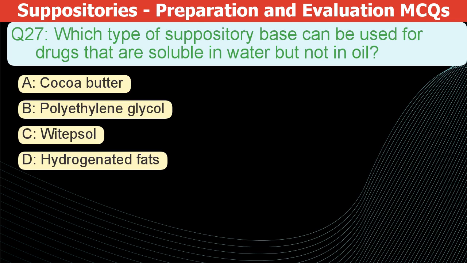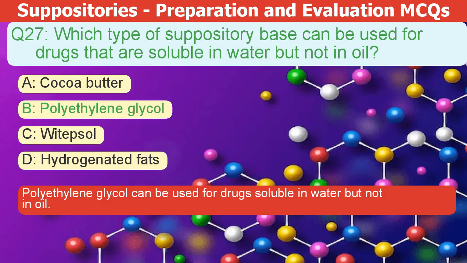Which type of suppository base can be used for drugs that are soluble in water but not in oil? A. Cocoa butter. B. Polyethylene glycol. C. Witepsol. D. Hydrogenated fats. The correct answer is B. Polyethylene glycol can be used for drugs soluble in water but not in oil.